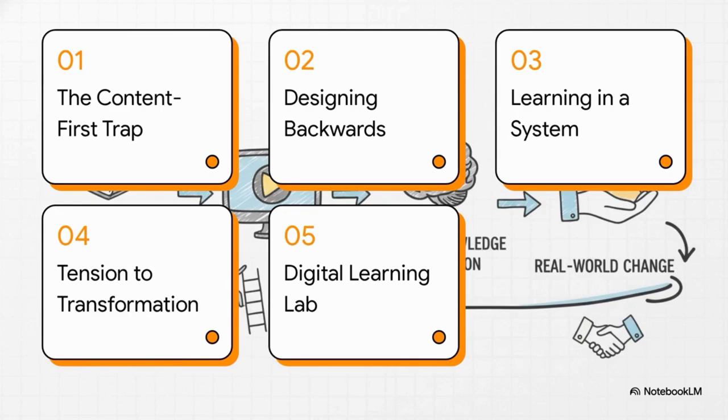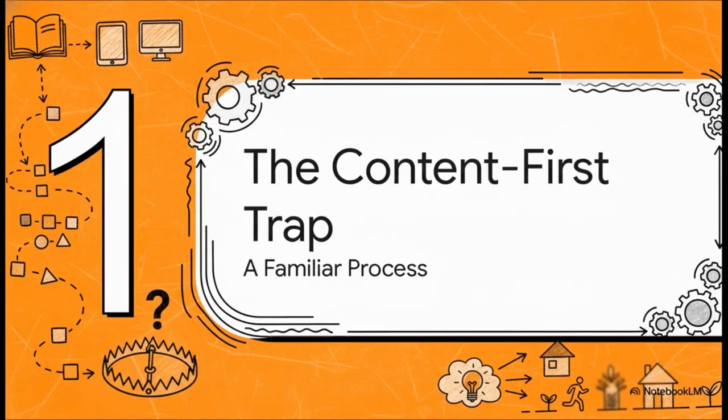All right, so here's the game plan. We'll start by looking at a super common pitfall I call the content first trap. Then we'll introduce a much more powerful way of thinking, designing backwards. From there, we'll explore how learning is always part of a bigger system, and how tension inside that system can actually be a good thing. Finally, we'll pull it all together with a really exciting idea: digital learning laboratories.